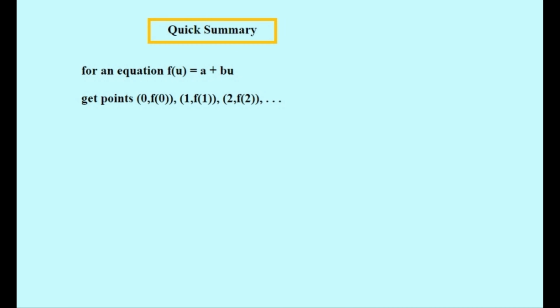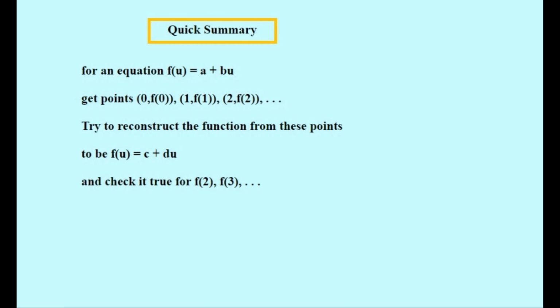Then to quickly go over this again as a second summary, if we have a function f(u), then we get lots of ordered pairs from it, like 0, f0, 1, f1, 2, f2, and we then reconstruct the function from these points, and then check that this function is right using these points that we didn't use to reconstruct the function, and then solve for f(u) is equal to 0 using the reconstructed function.